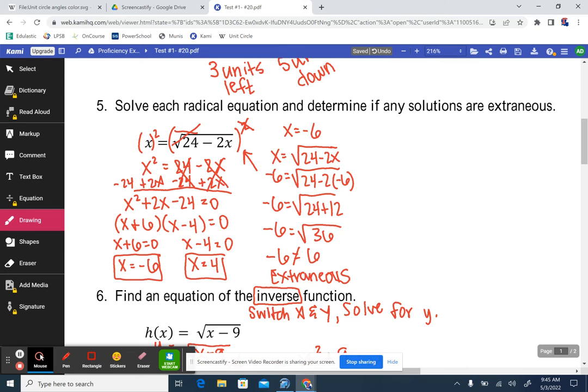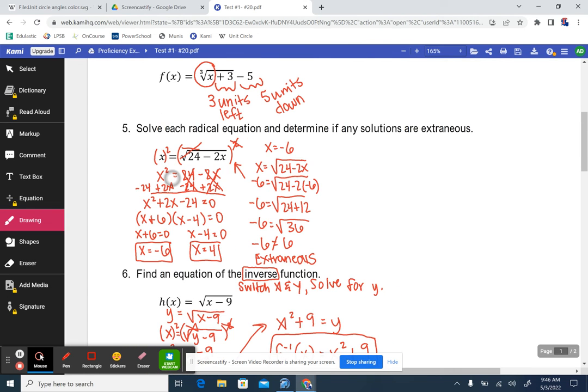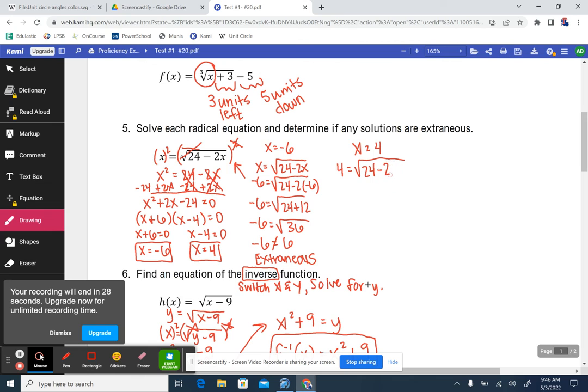Now we're going to do that same thing with positive 4. So x equals positive 4. So I'm going to replace x with 4. So 4 equals the root of 24 minus 2 times 4. And when you simplify that equation, you get 24 minus 8. 4 equals the root of 16. And 4 equals 4, which is a solution.